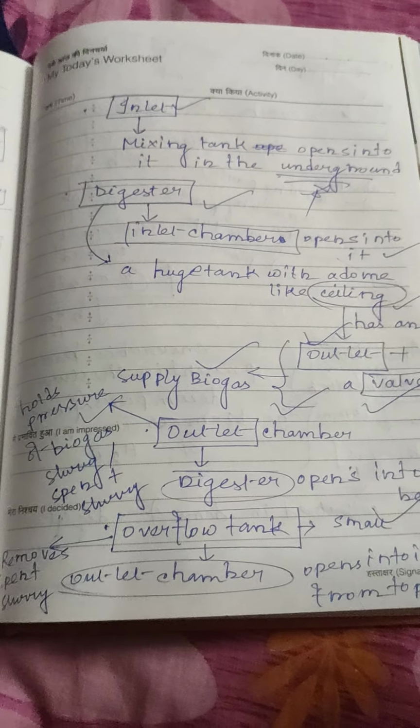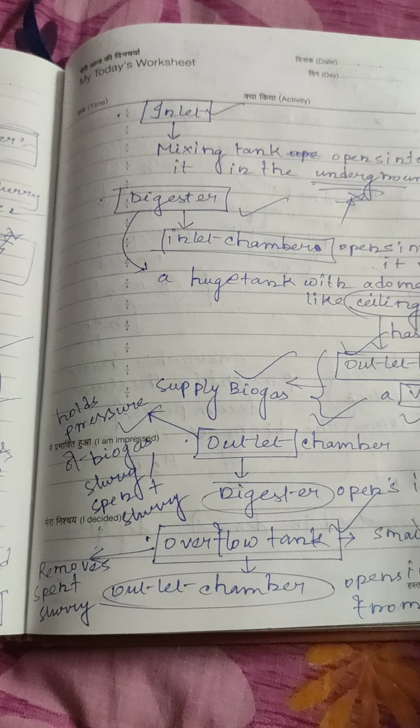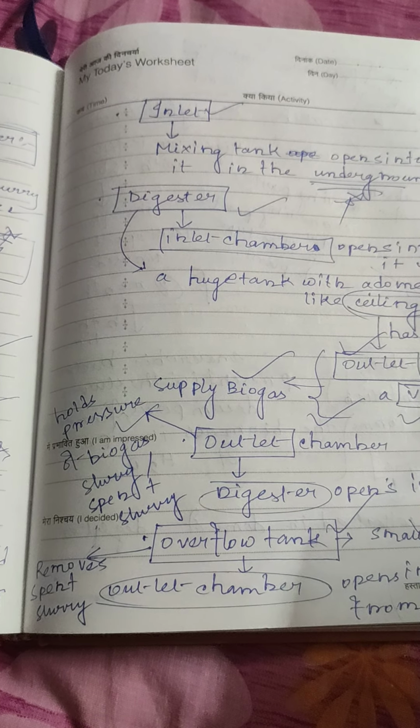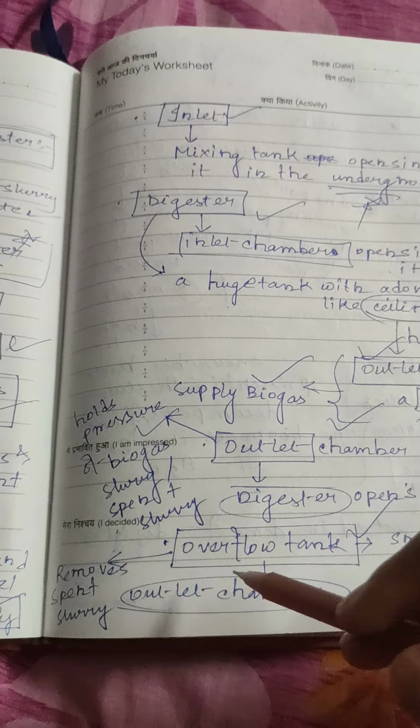Then the fifth and last section is the overflow tank. The overflow tank is small. The outlet chamber opens into the overflow tank from the top. The overflow tank removes the spent slurry.